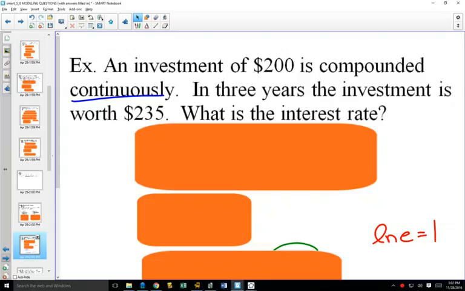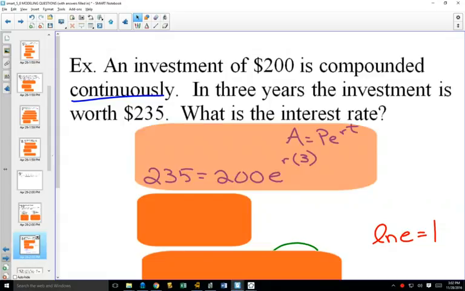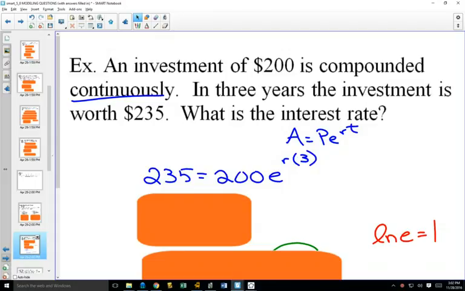So the key to knowing when you're going to use this PERT formula, as I like to call it, is whenever the question says continuously in it. So if something is compounded continuously, that's telling you that you're going to have to use this continuous growth formula. And again, your questions will have that formula built into it because it's no longer on your formula sheet.